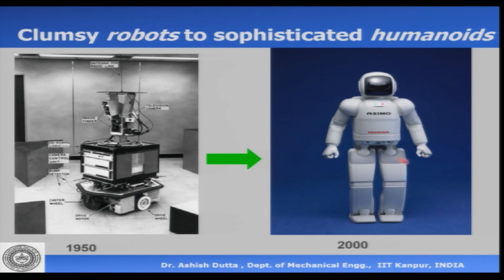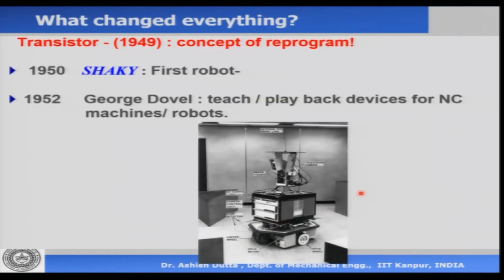Whereas this robot, which has about 54 degrees of freedom, has very complex sensors. It has vision. It has speech recognition. It has other kinds of sensors like gyros, inclination sensors, and it can walk. It can run. It can interact with humans. So 60 years to go from here to here is a very short time actually, but a lot of progress has been made, and robotics has moved from such simple devices to very complex devices like this.